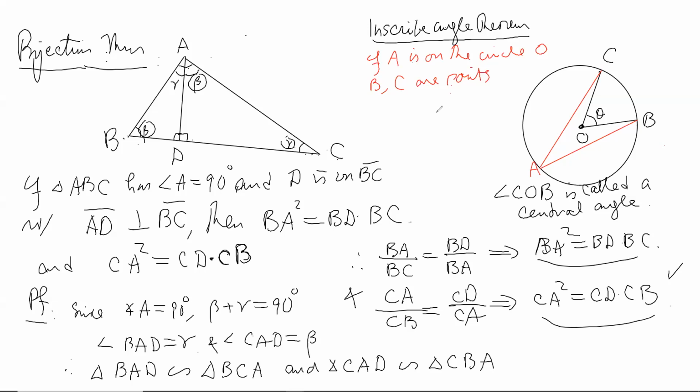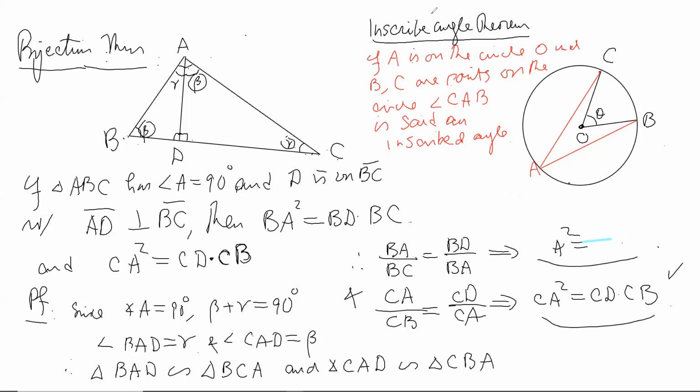Yes. Okay, good. All right, so suppose A is on the circle O, and B and C are points on the circle. Then the angle CAB is called an inscribed angle. Okay, so inscribed angle. Does that make sense to you? Yes. Okay.